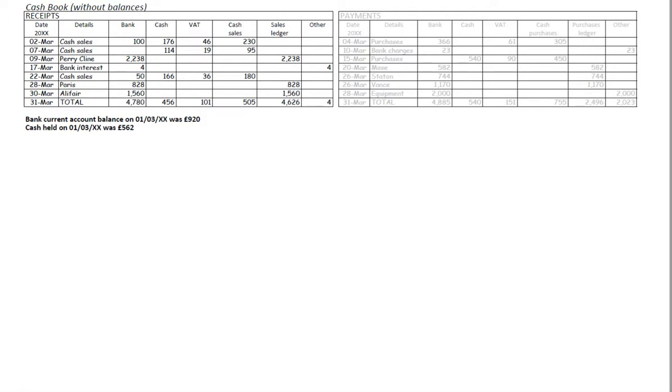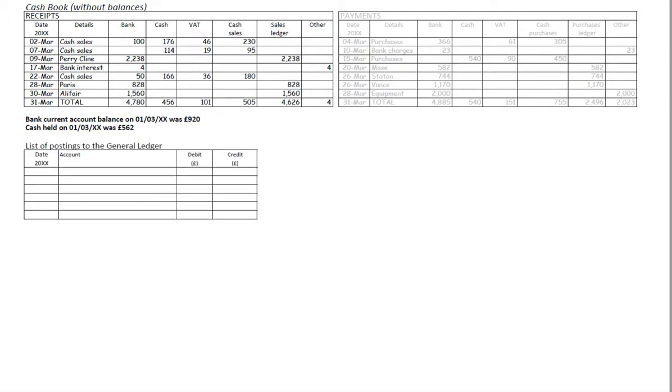on the receipt side. We're also told that we have a balance on our bank current account at the start of the month of £920 and held £562 in cash on the same date. And that'll have relevance when we transfer the figures into our T accounts in the general ledger. So let's bring up a blank postings list that we can now start filling in.